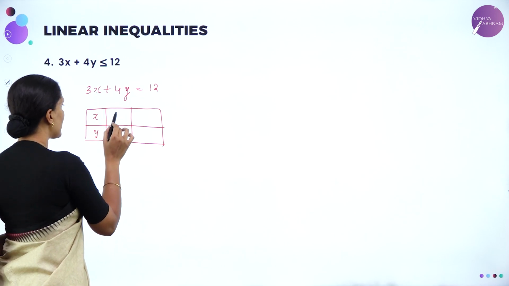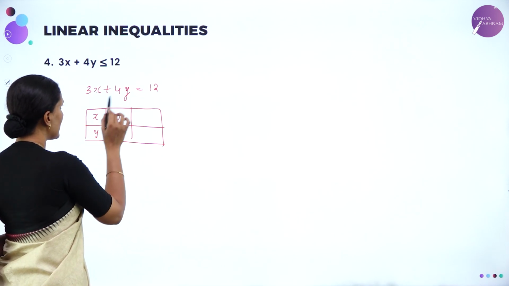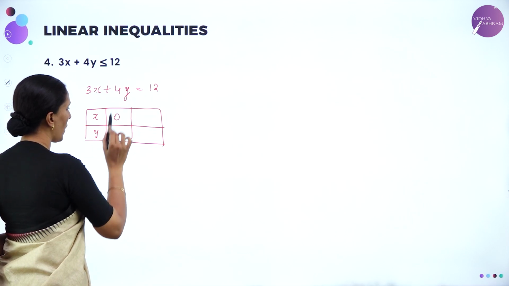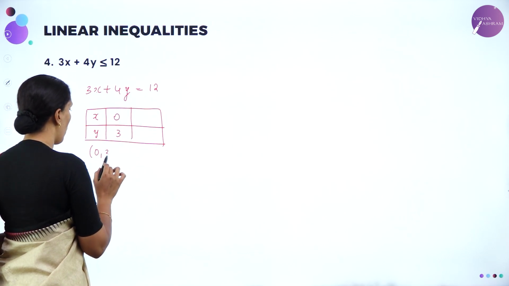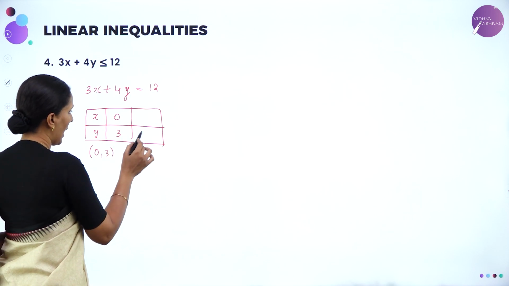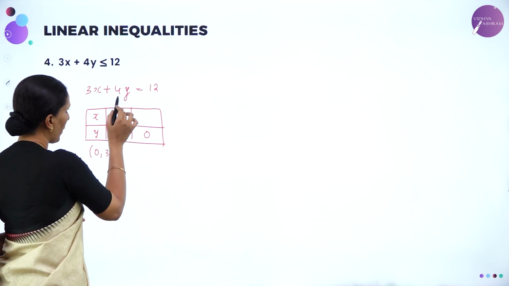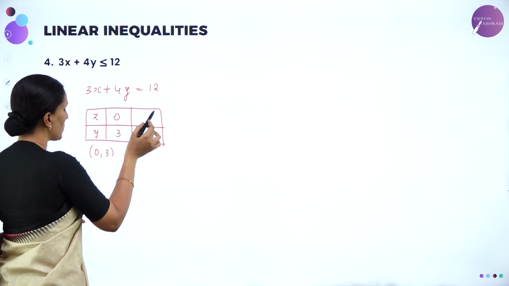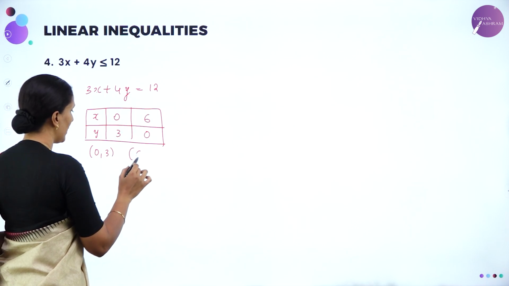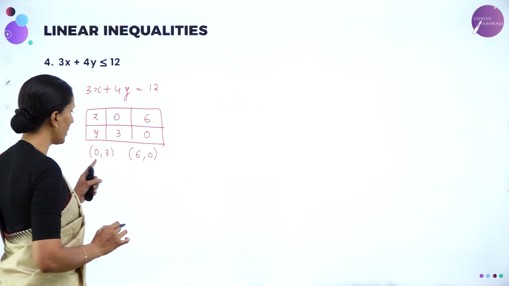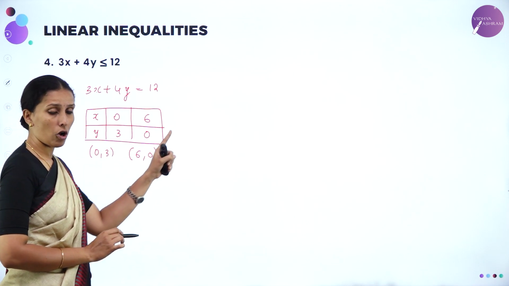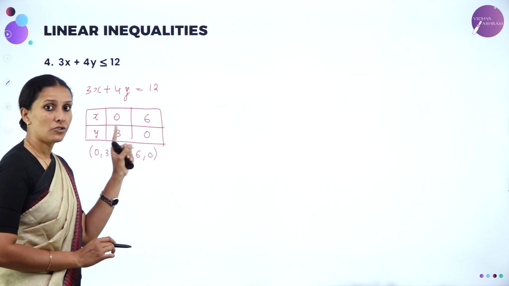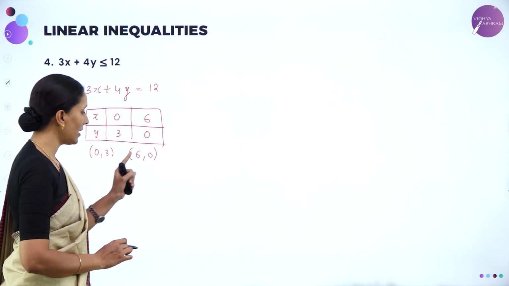Now let me take x as 0. If I take x as 0, then I'll get 4y is equal to 12. So y is equal to 3. So the first point is 0, 3. Next, I'll take y as 0. If I take y as 0, then 3x is 12. So I'll get x is 4. So second point is 4, 0. So I need to plot the points 0, 3 and 4, 0 on the coordinate plane and draw a line segment joining these 2 points.